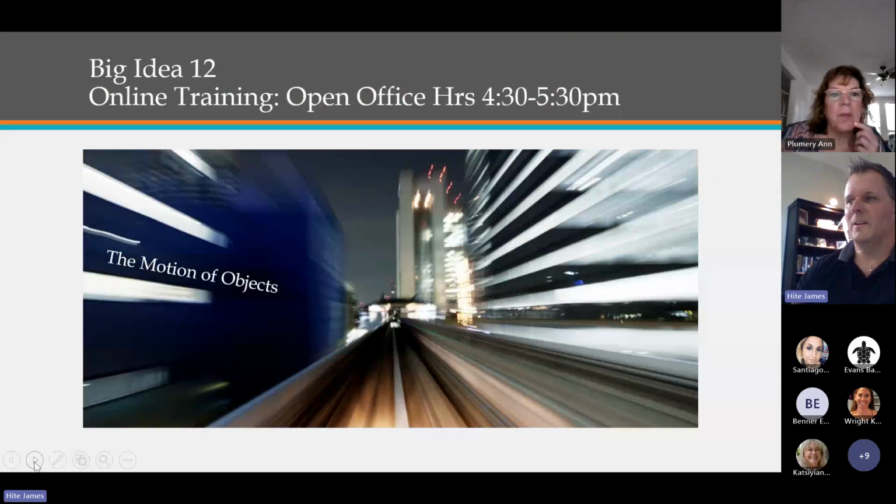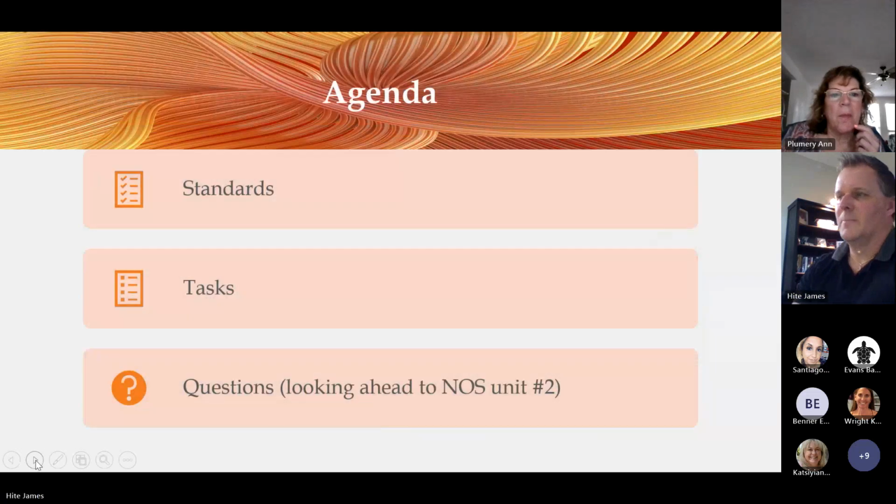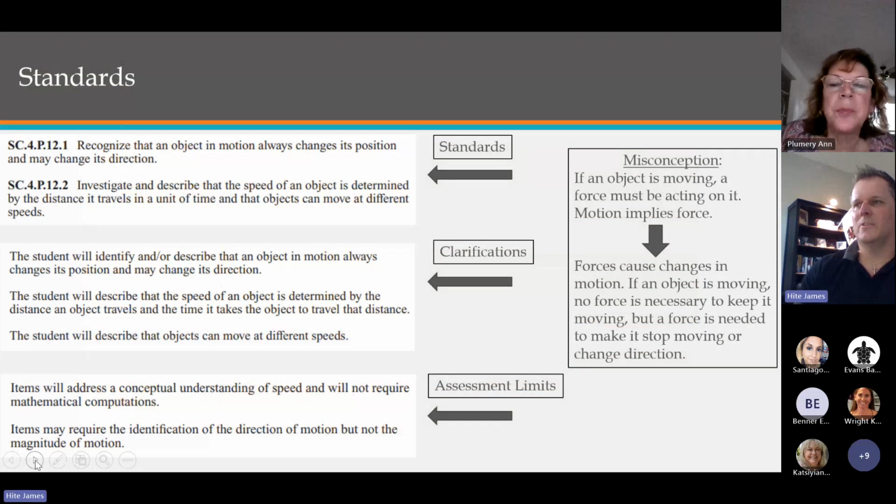Big idea 12, motion of objects. And we are talking about the standards here. So we have, like I said, big idea 12, which is only in 4th grade and some of the lower grades. I'll show you the breakout, what that looks like. Not in 5th grade, but these are tested under big idea 13 in 5th grade. So very important. They're going to recognize that motion is always changing, changes position, may change direction, and then investigate and describe that the speed of an object is determined by distance and time, and that objects can move at different speeds.